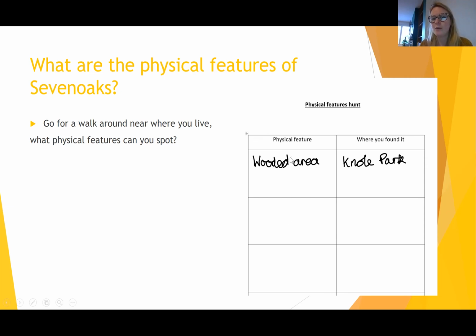In this column, I would like you to write the physical feature that you see. So my example is I came across a wooded area, so woodland. And where I found it in Knoll Park. So you might find a hill, and you could write where you found your hill. So that is your last task of this lesson. I'd like you to go out for a walk and record any of the physical features that you see and where you found them. So that is our last task for this part of the lesson.